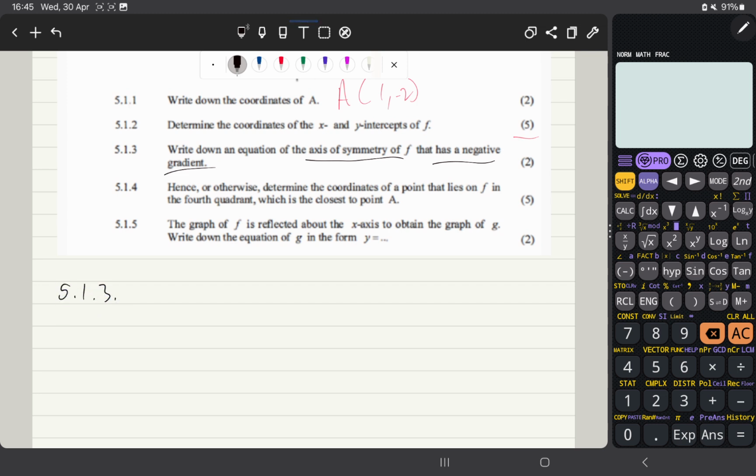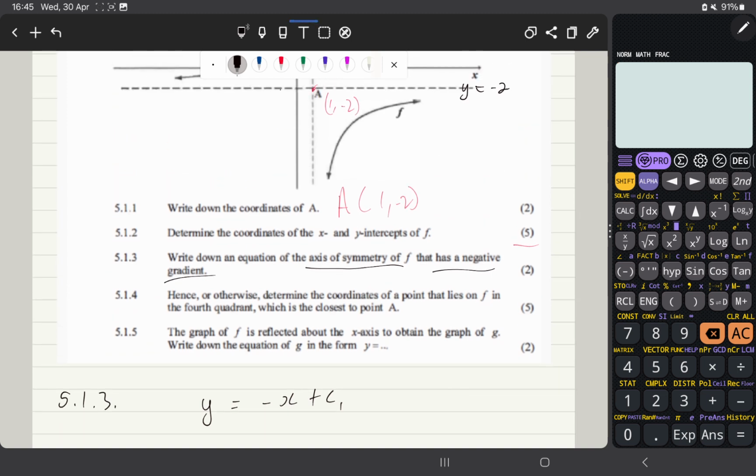In that case, the formula is just y equals minus x plus c, c being a constant, and the negative is a negative gradient like they requested. If they were just saying find the axis of symmetry, we would have another equation, y equals x plus c. So we would say c1 and c2, constant 1 and constant 2, right? One is a positive gradient, one is a negative gradient, but they only requested that we calculate the axis of symmetry for negative gradient, so let's do that.